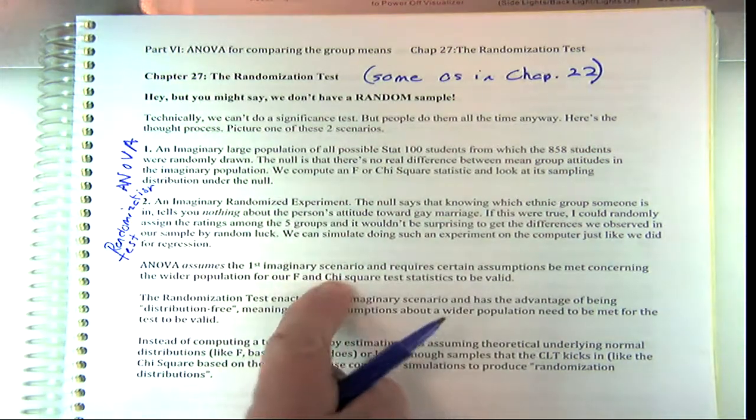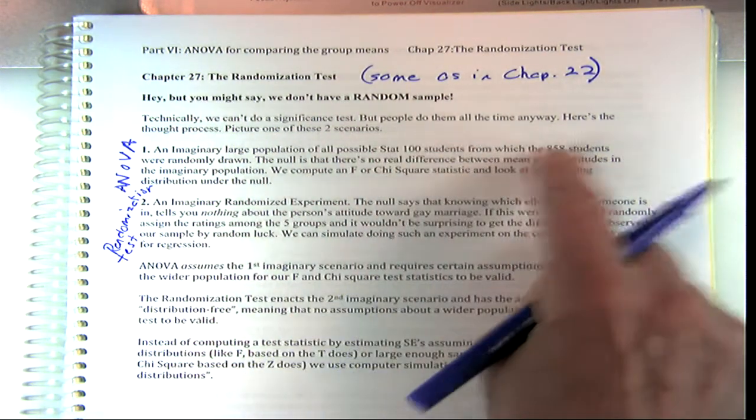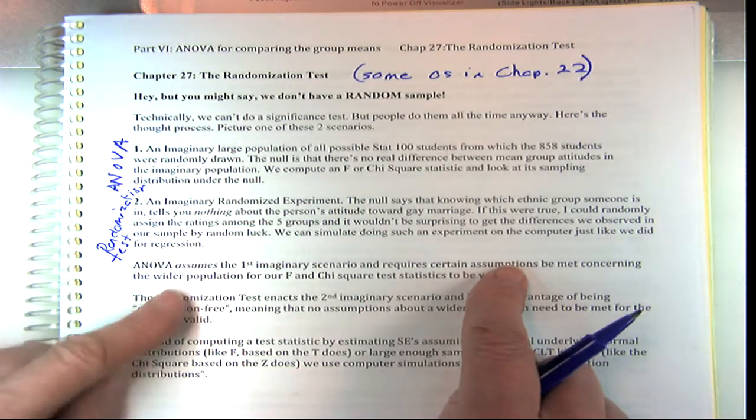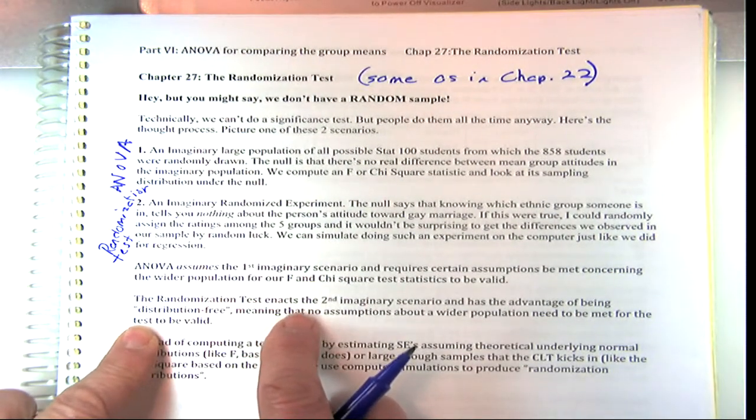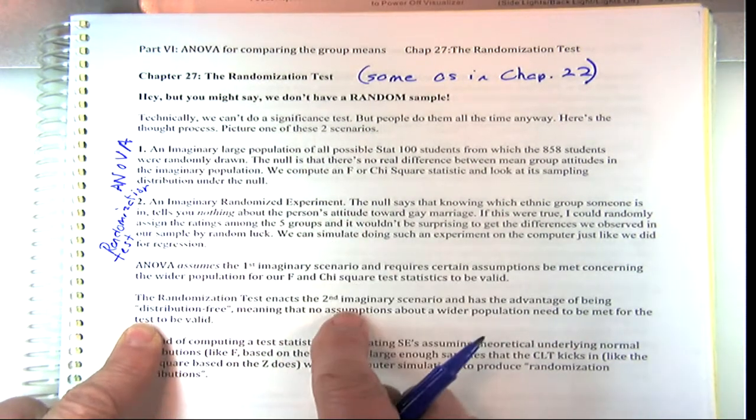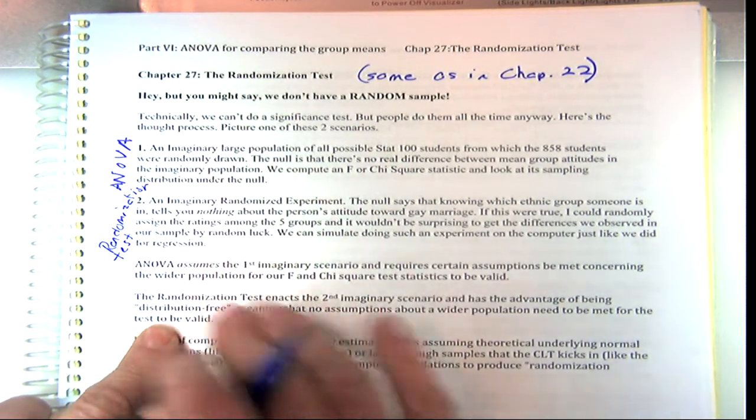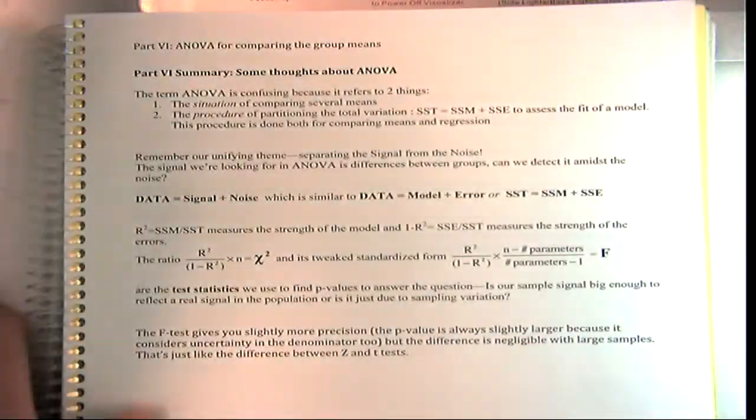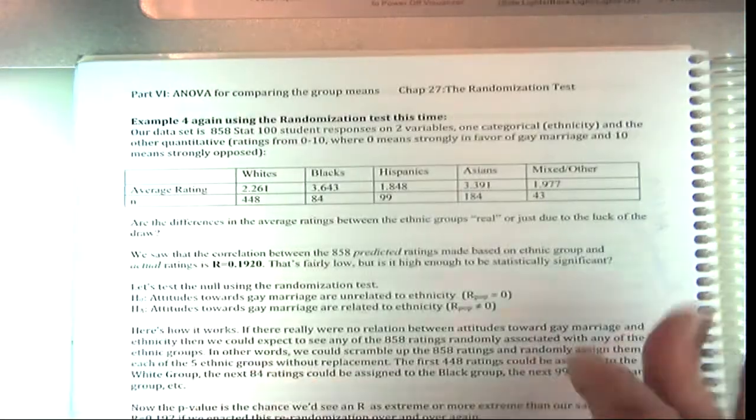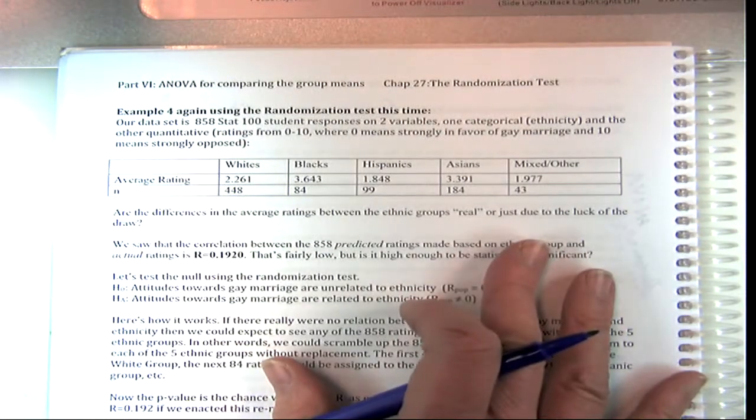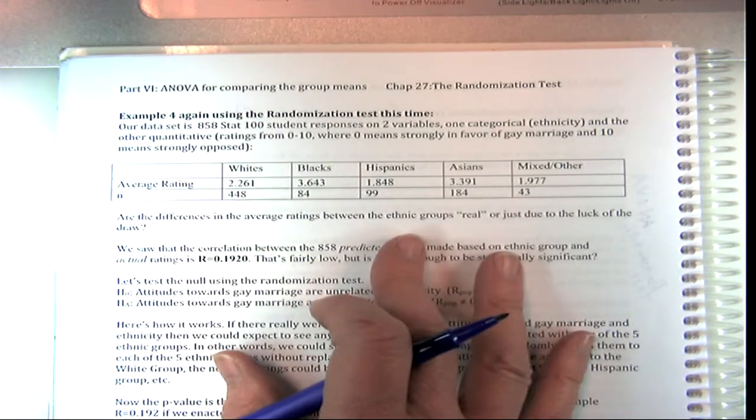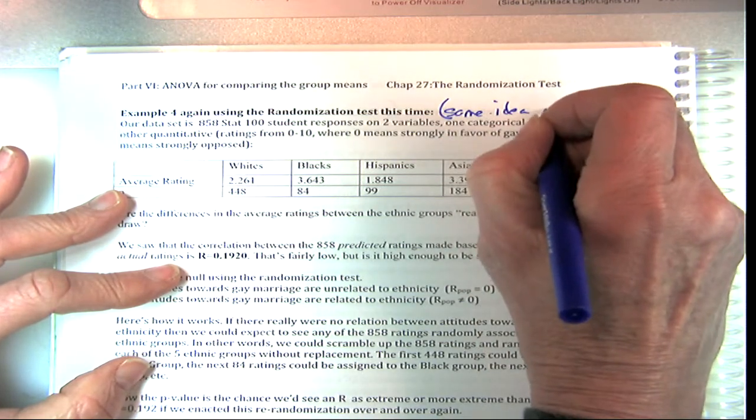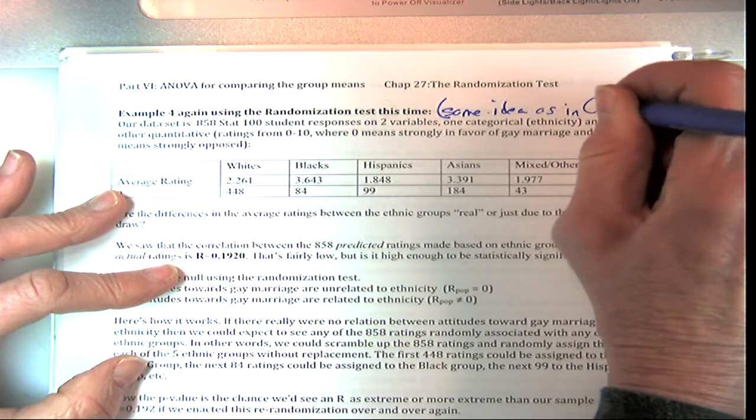ANOVA assumes this first imaginary scenario and requires those assumptions we just talked about to be met in order to be valid. The randomization test enacts this second scenario and has the advantage of being distribution free. It doesn't rely on all those assumptions. So let's get right to it so we can get to the practice test right away. I think you'll understand it very well, as you did when we did it with regression. It's the same thing, the same idea as before, as in chapter 22.